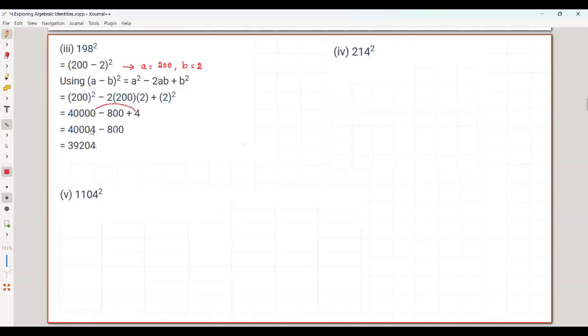40,000 plus 4 is 40,004 minus 800. So the answer is 39,204.